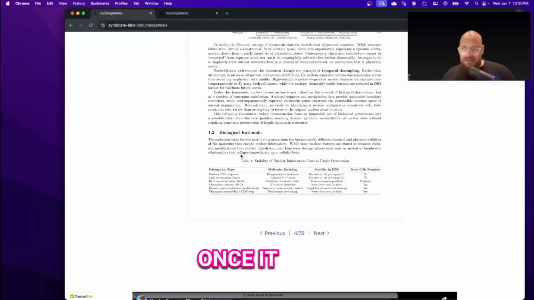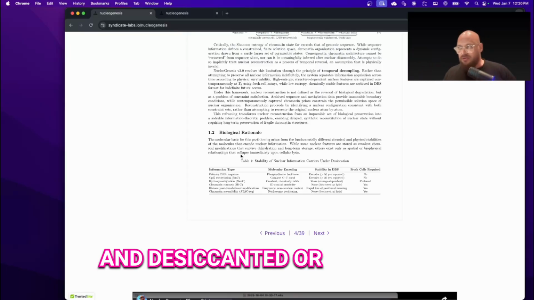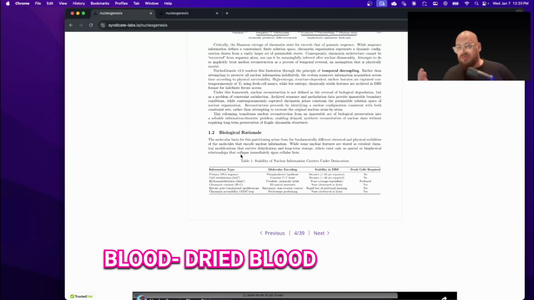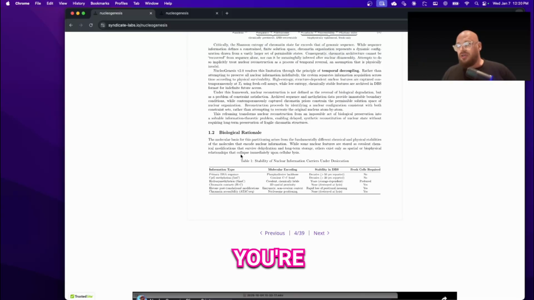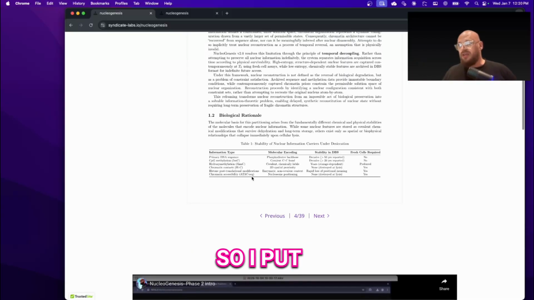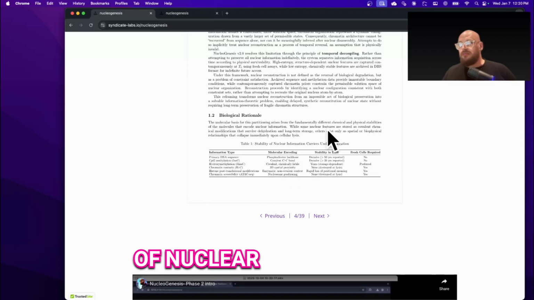So once it dries, and if it's not a fresh sample, once it's dried and desiccated for the dried blood spot card, then what happens is you're hosed, right? So I put in the stability of nuclear information under desiccation and how this breaks down. So it's all on the paper there.